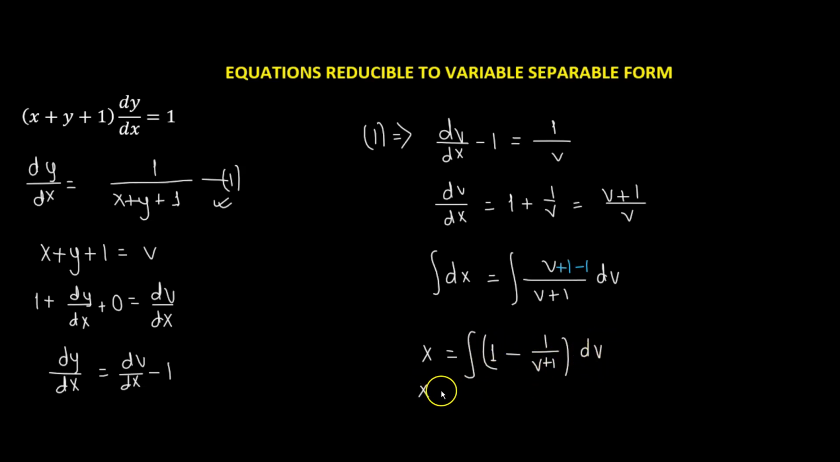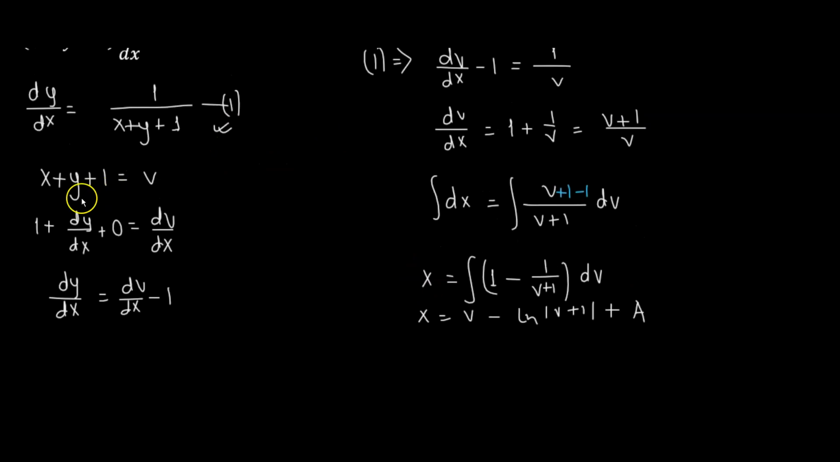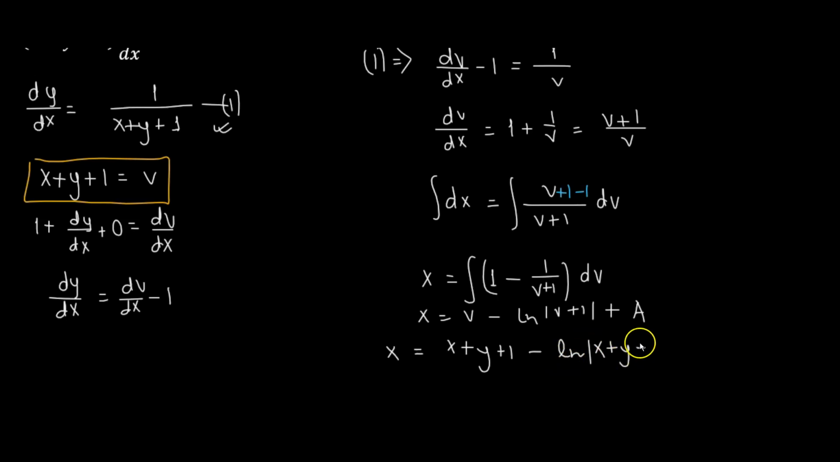So this should give us x equals integration of 1 dv, so that's v, minus integration of dv over v plus 1, so that's natural log of v plus 1, plus the constant of integration, let's call it a. Now we will substitute the value of v with x plus y plus 1. So we have x equals x plus y plus 1 minus natural log of x plus y plus 1. We already have a 1 here, so this will be plus 2, plus the constant of integration a.